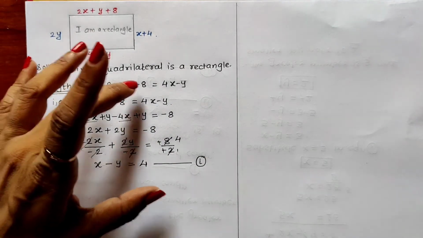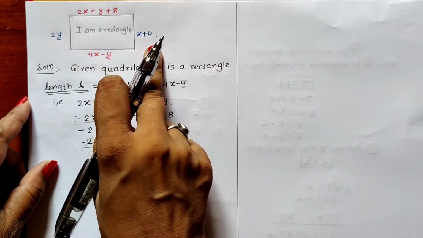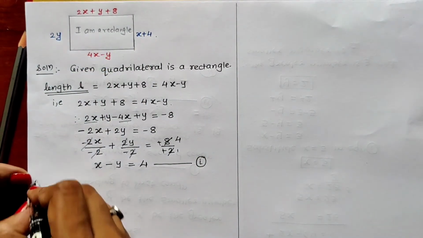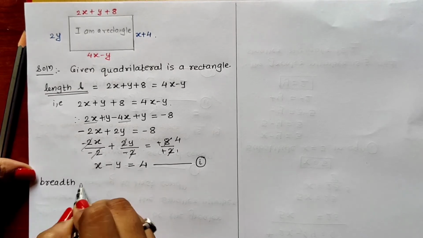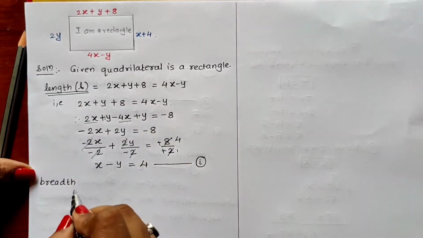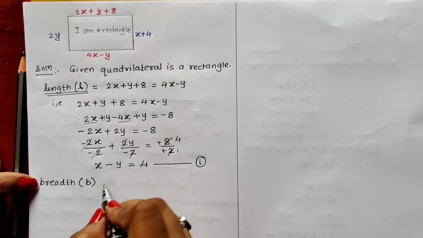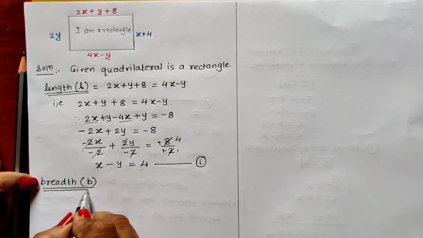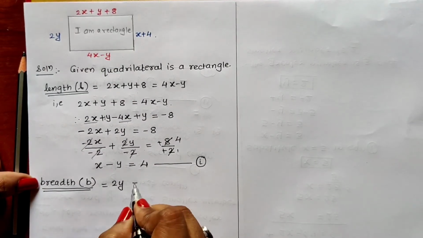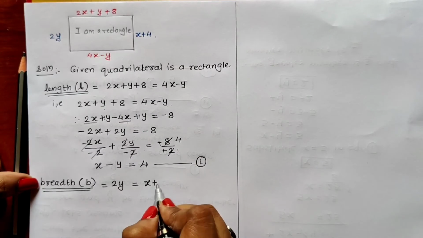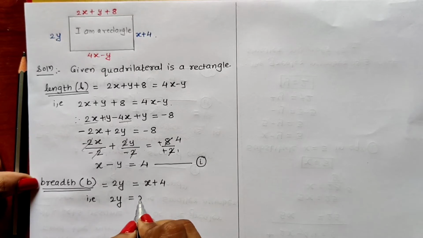So as lengths are congruent, that means opposite sides are congruent. Similarly, these two opposite sides, they are the breadth, will also be congruent. So let us write breadth. I will put inside the bracket b. We use b later for breadth. So breadth is equal to, this is 2y, will be equal to x plus 4. Okay, that is 2y is equal to x plus 4.